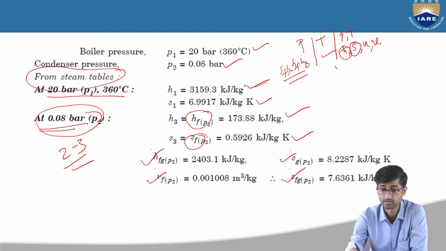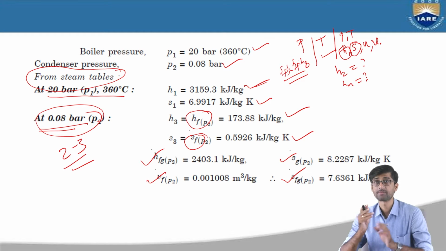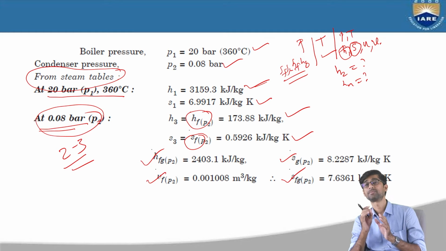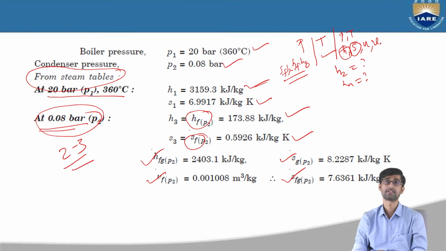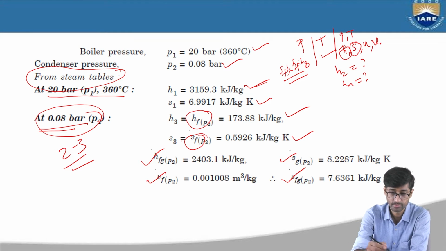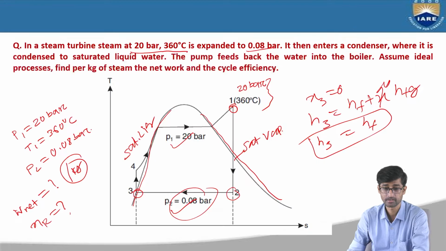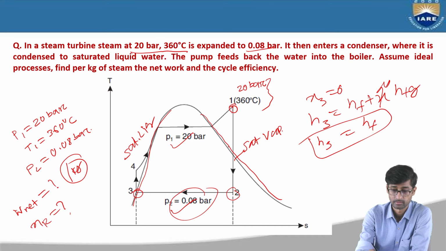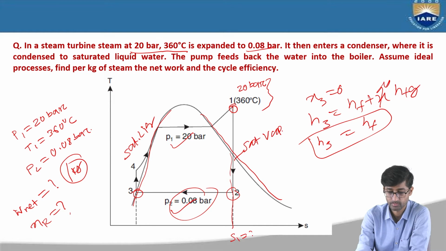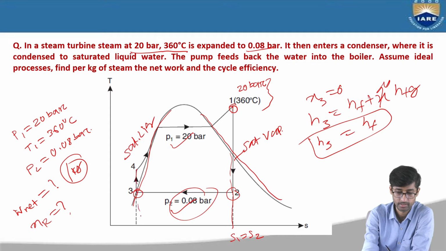Now, remaining are H2 and H4 that you have to calculate. Our aim is to calculate all the enthalpies at each point: H1, H2, H3 and H4. H1 and H3 should be known. Now we have to calculate H2 and H4. So how to calculate? If you see here, there is a specific entropy, right? The entropy remains constant. S1 is equal to S2 and S3 is equal to S4.